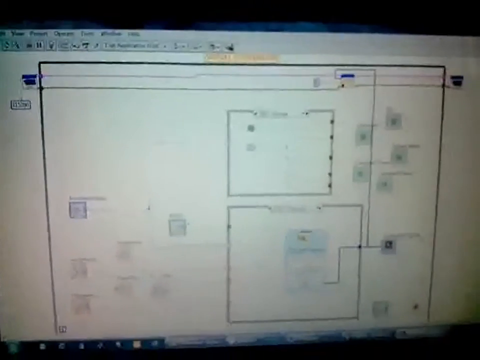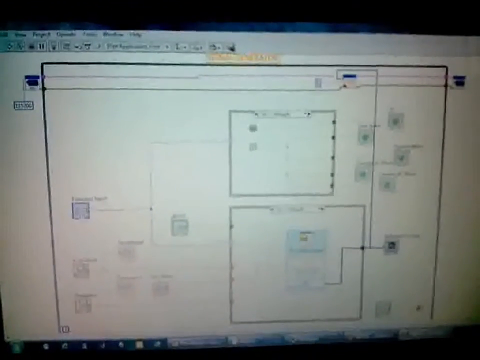Capability we controlled, we generated different signals using LabView. The main advantage of our project is low cost and of similar frequency.